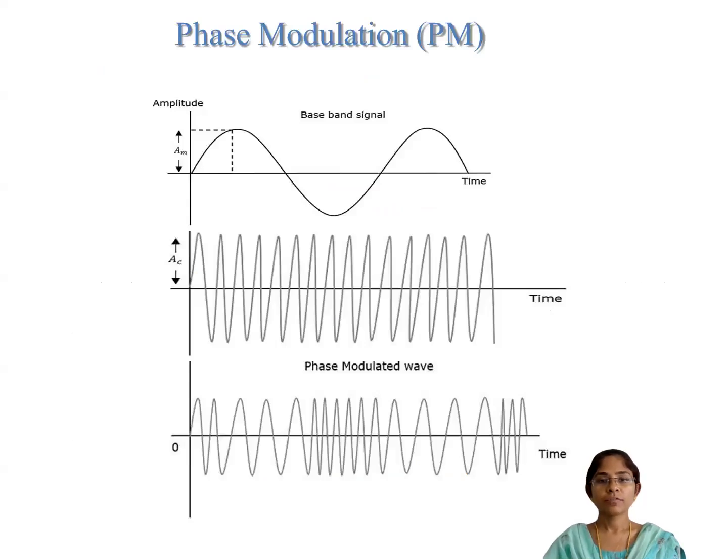So these are the waveforms. First one is the baseband signal, also known as modulating signal, which is a low frequency signal. Second one is carrier signal, which is a high frequency signal. The third one is phase modulated signal, in which the phase of the signal is varied with respect to the message.